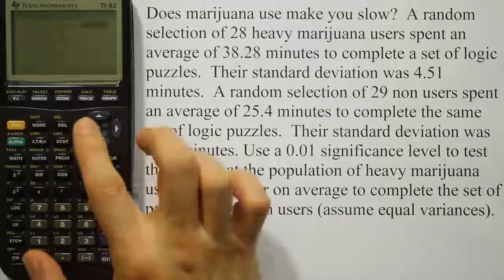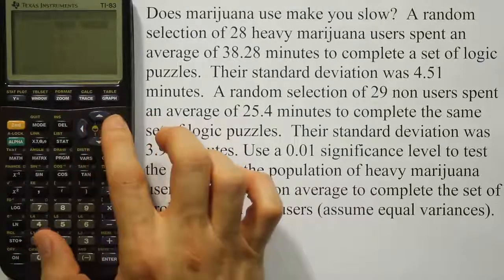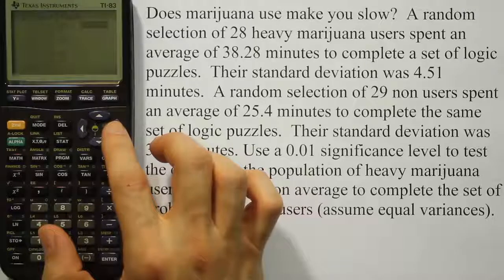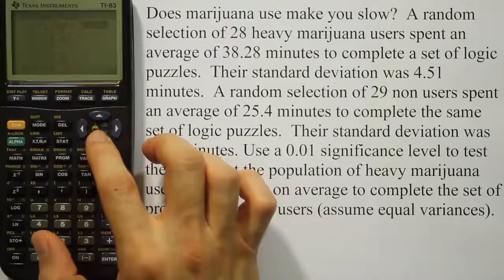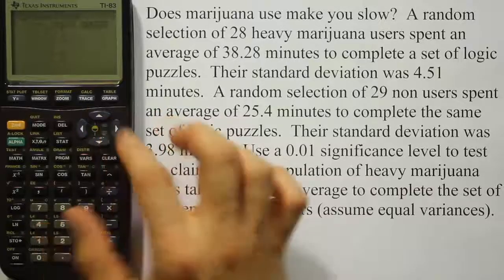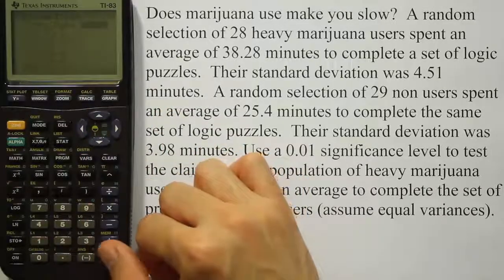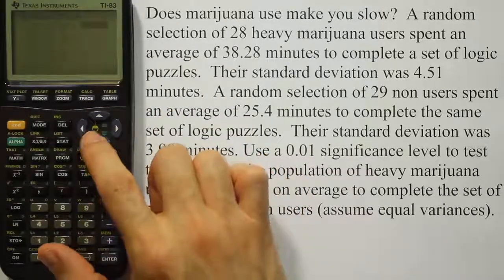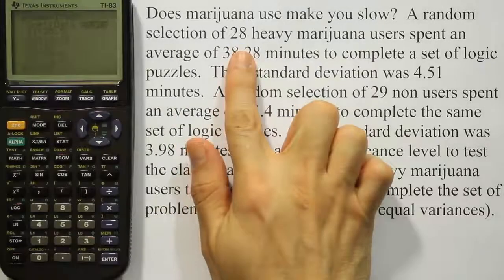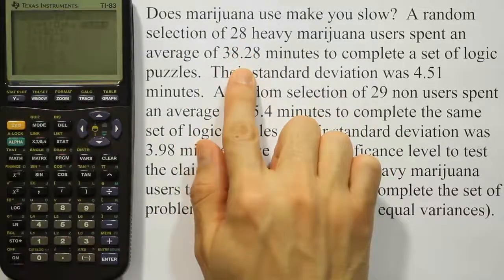And again, it wants to know if we have the data, the actual raw data, or do we have summary statistics? In other words, do we have things like n, like x bar, like s, right? If we have those things, then we should be on stats. So we do have those things, so we're going to leave it on stats. If it's not on stats, you're going to go over to where stats is and hit enter. Then you will scroll down and you will type in your sample mean for the first population. So let's go ahead and use the marijuana users as our first population because it's the first one we see. And it says their average was 38.28.